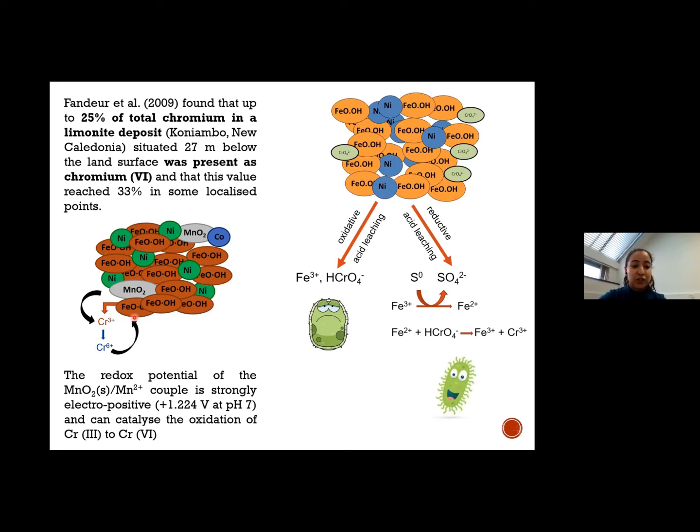And if you look at the redox potential of the MnO2 and manganese-2 couple, it is strongly electropositive, being able to catalyze the oxidation of chromium-3 to chromium-6. So just to summarize what I've talked about until now: if we don't have reductive conditions, if our leaching is an oxidative leaching, with the presence of ferric iron and chromate, chromium-6, our bacteria are not happy. But if we do create reductive conditions, then the ferrous ion will reduce chromium-6 to chromium-3, and our bacteria will be happy.